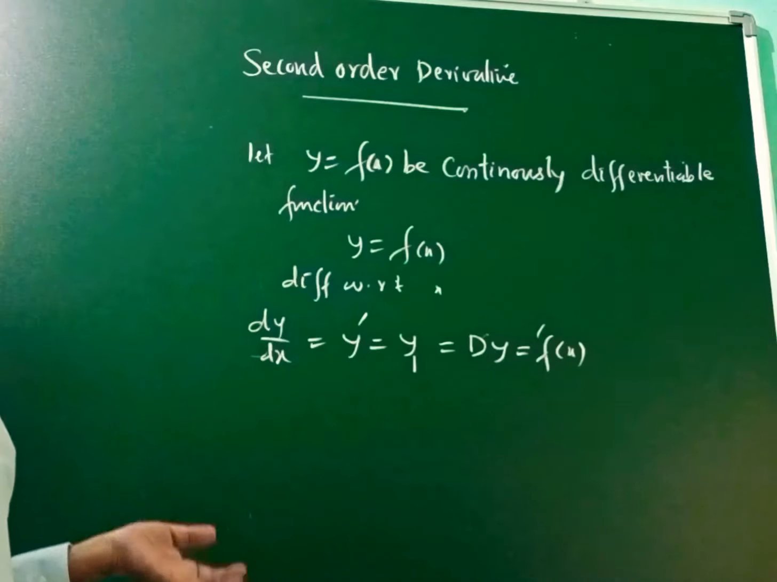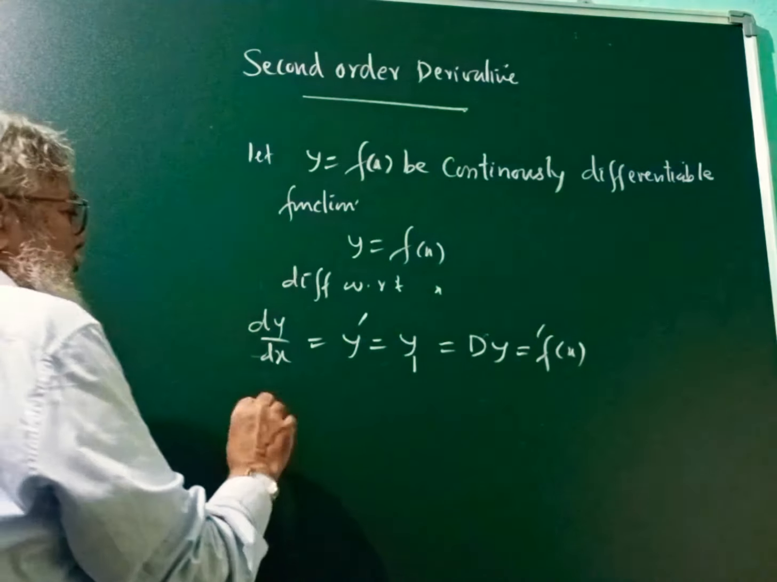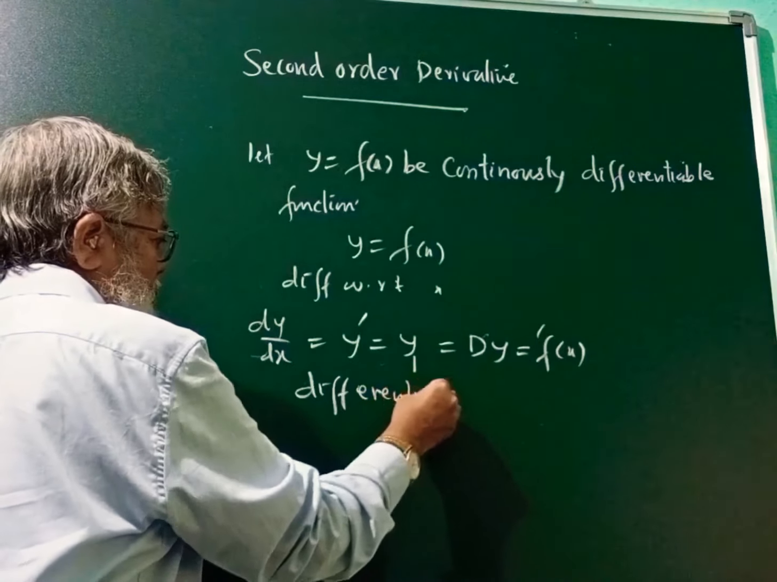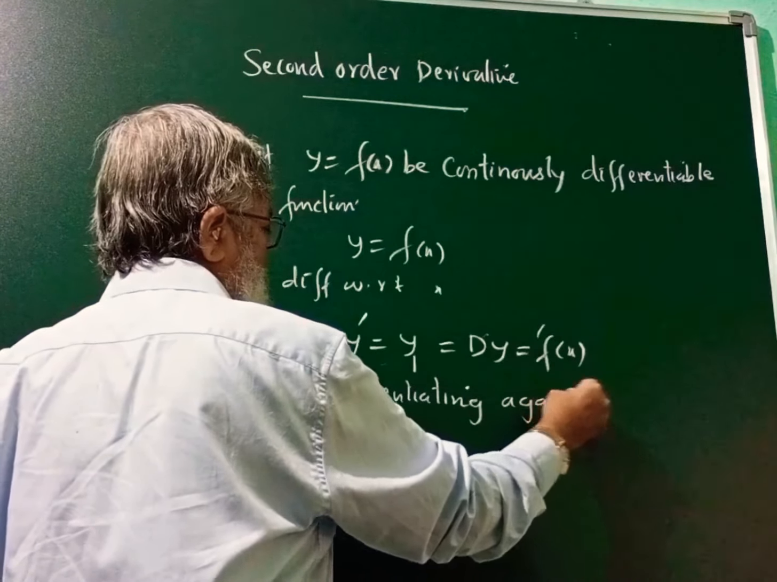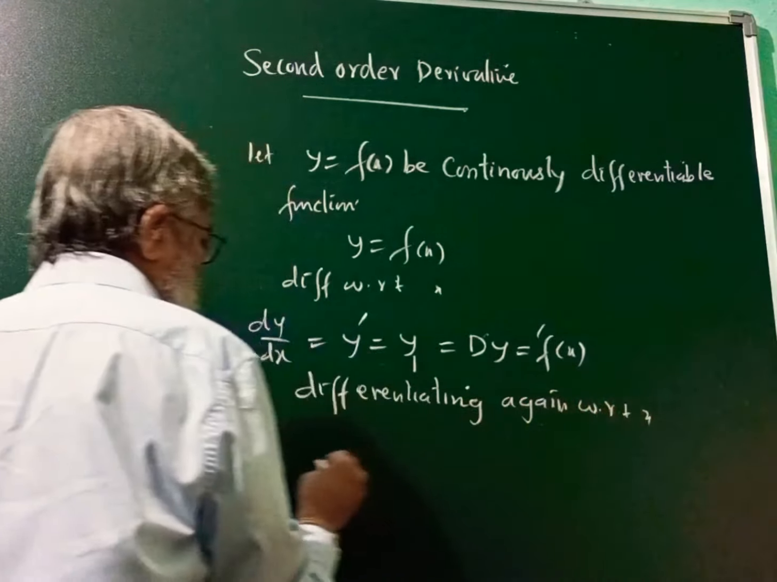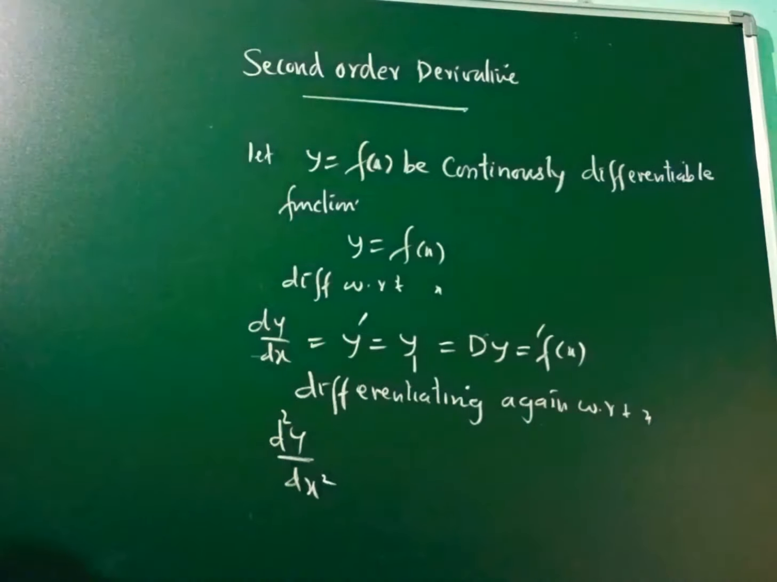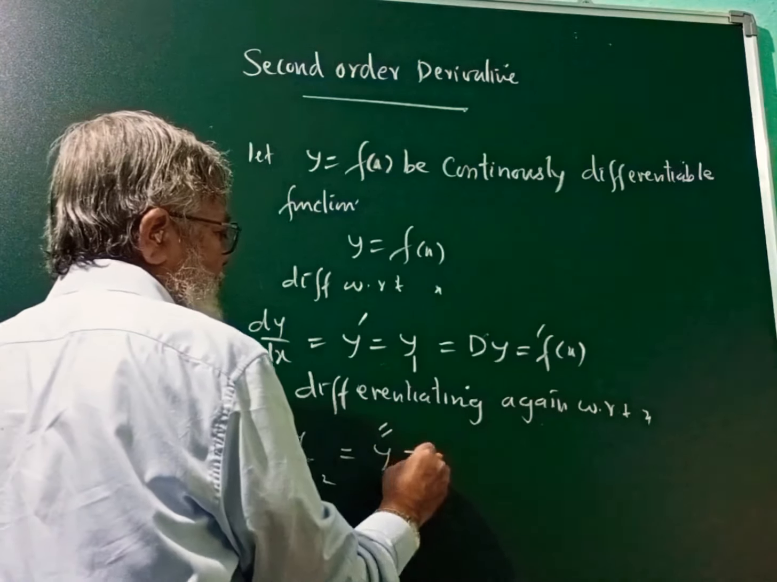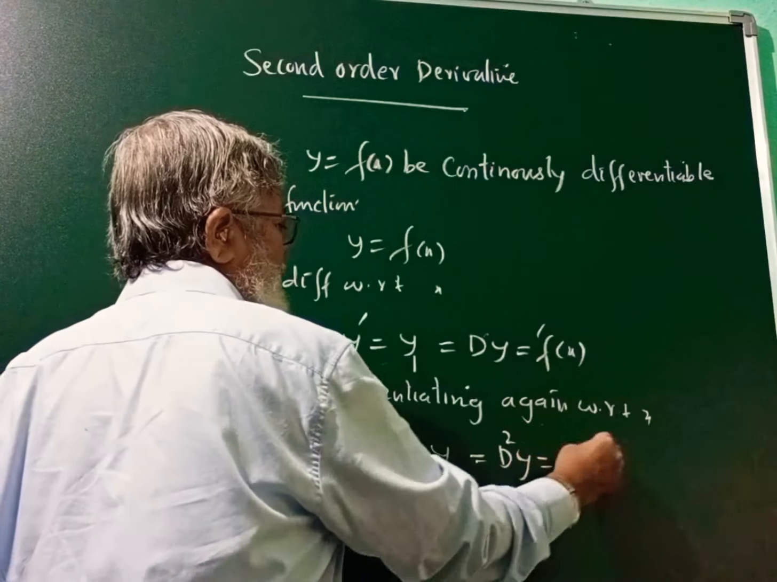Suppose it is defined in the given domain, then one more time differentiating again with respect to x. So we denote it by d square y by dx square. It does not mean square, it means two time differentiation, and it is also denoted by y double dash, or y2, or d square y, or f double dash x.